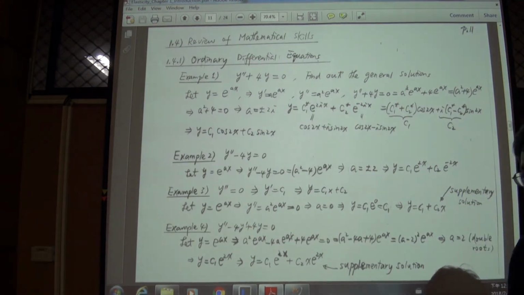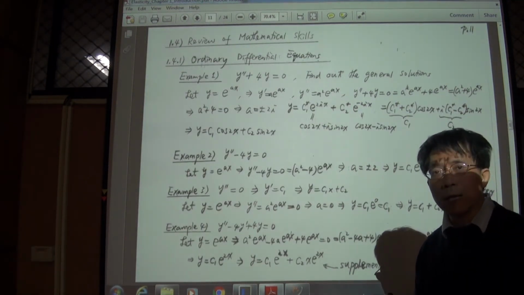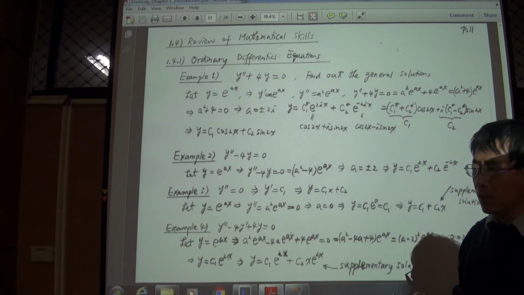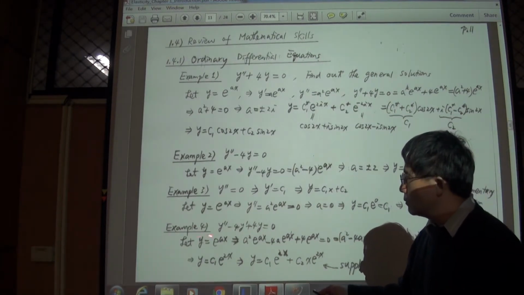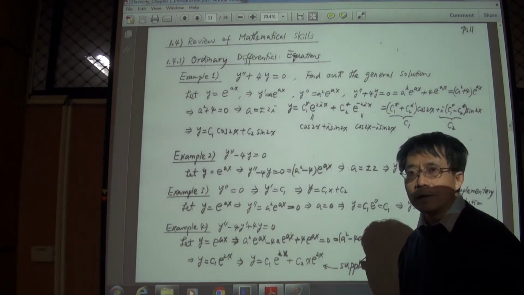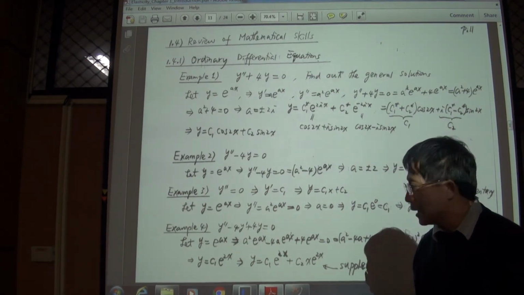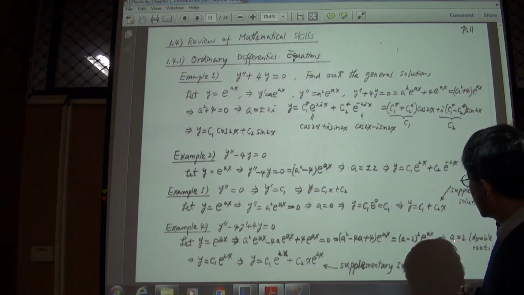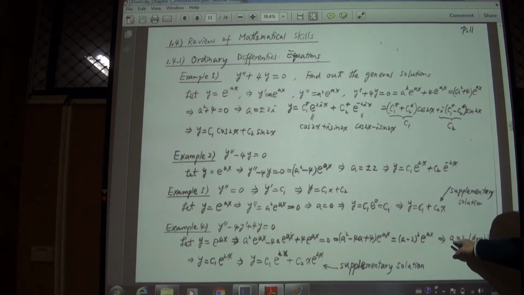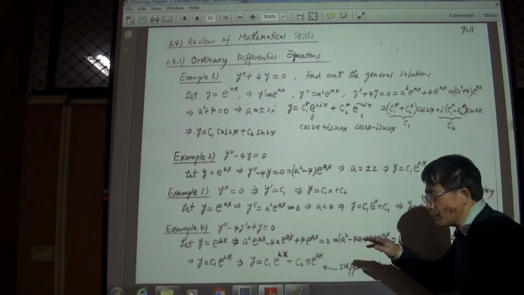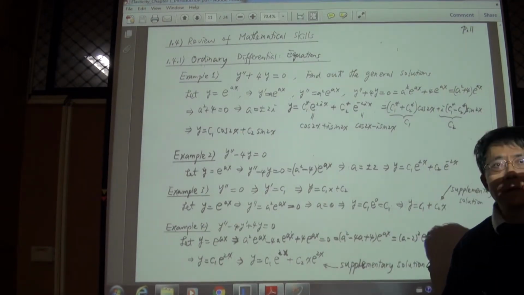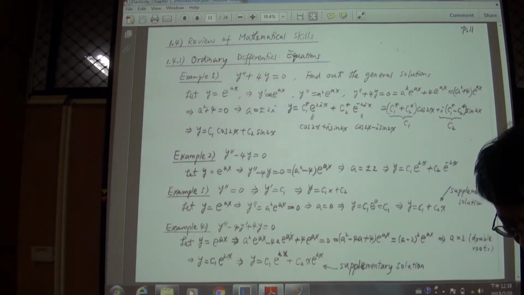This is a common, usual skill in the theory of differential equations. In the double root case, when you solve the equation, you let some term here, and then you find that the coefficient satisfies some equation leading to a double root. Then you should modify your solution by adding a supplementary solution.